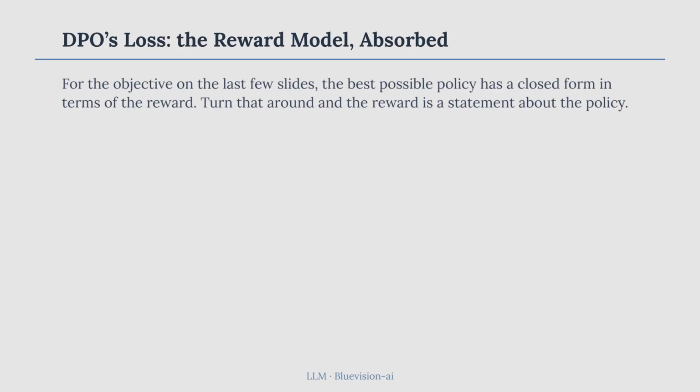Here's the fact it rests on, and I'll ask you to take this one on trust. It's the paper's real contribution. For the objective we wrote on slide 14, the best possible policy has a closed form in terms of the reward. Turn that equation around, and the reward becomes a statement about the policy. There's the line. The implicit reward for an answer is beta times the log of how much more likely your policy makes that answer compared to the reference. Read it in words. An answer's reward is how much the training moved it. That's a number you can compute from the 2 networks you already have.